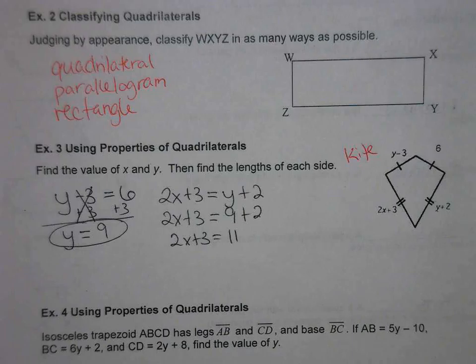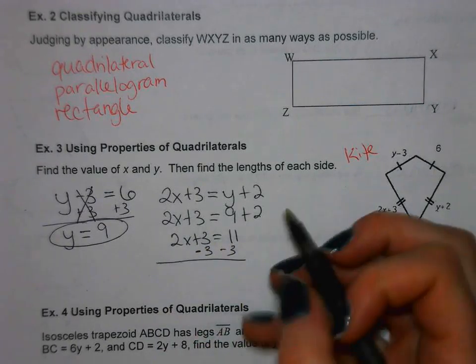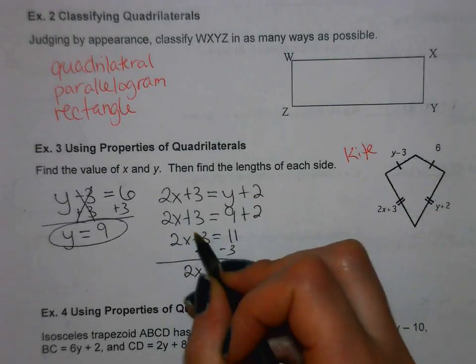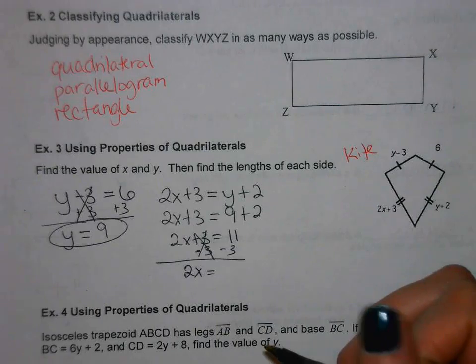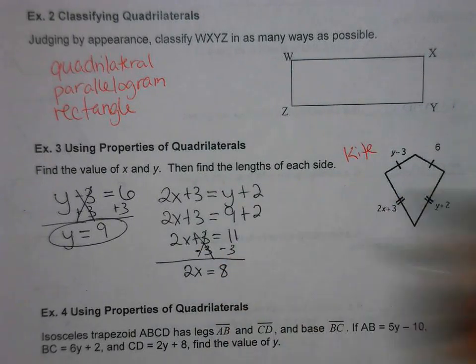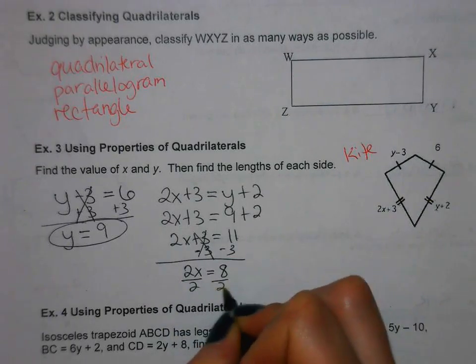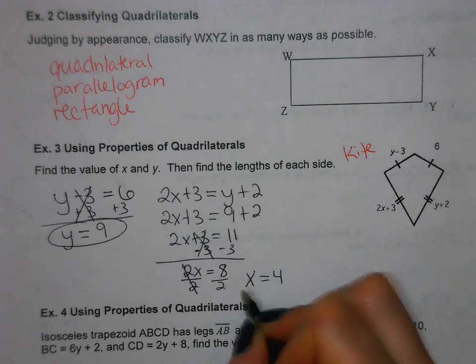So from here, we can subtract 3 from both sides. So 2x, 3 minus 3 becomes 0. They cancel each other out. And 11 minus 3 is 8. So our last step would be divide both sides by 2. 2 divided by 2 is 1. Cancel out, x equals 4.